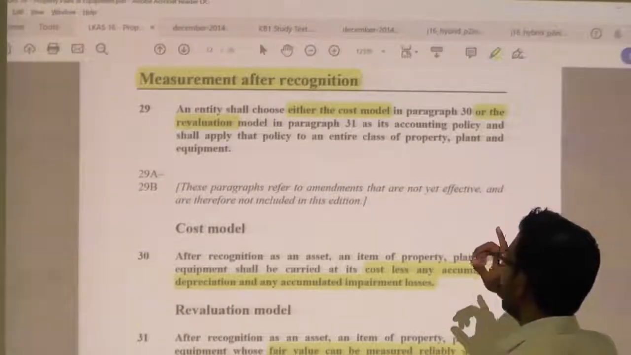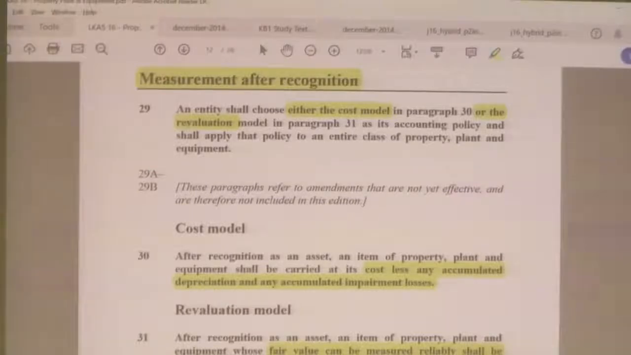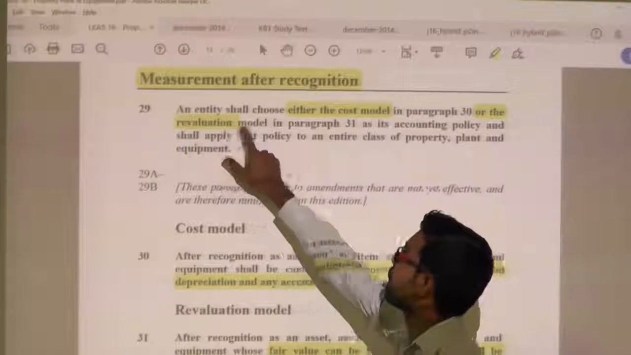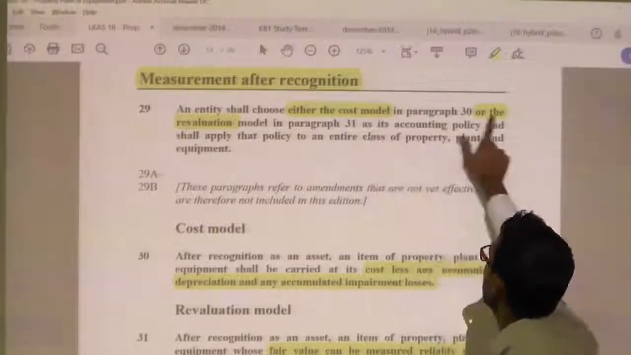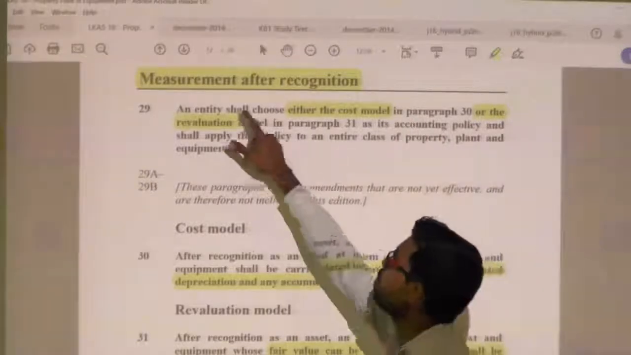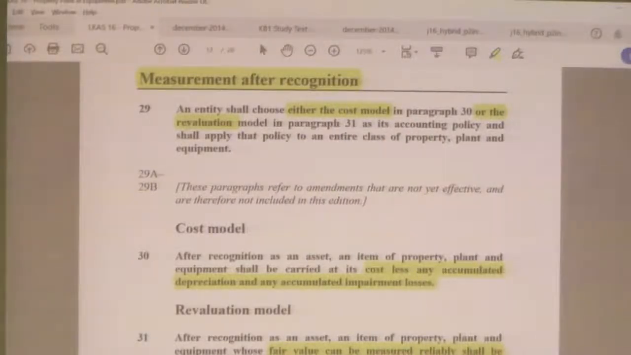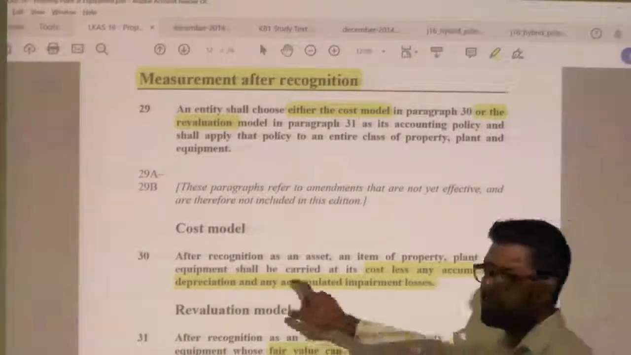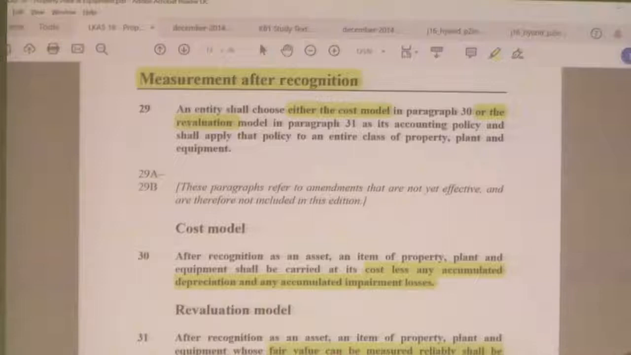An entity shall choose either the cost model or the revaluation model. Underline the words cost model or revaluation model. The very important word is what? For them to measure subsequently. Then what is the cost model? It is explained in paragraph 30, and the revaluation model is explained in paragraph 31.